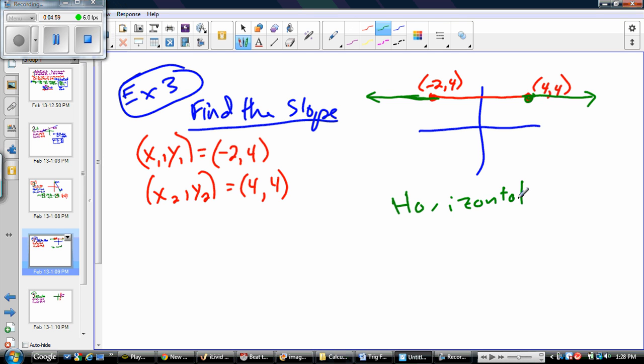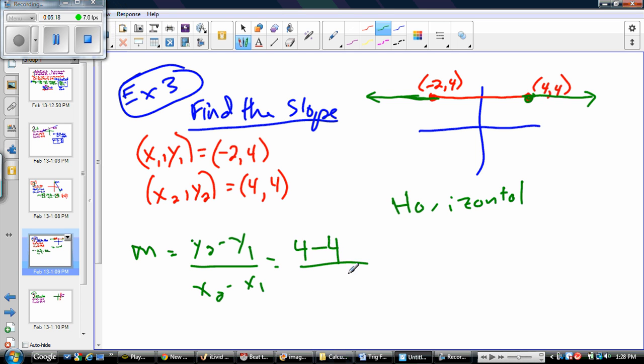I'll talk a little bit more about horizontal lines in a little bit. Slope equals change in y over change in x: y2 minus y1 all over x2 minus x1. So my y2 is 4, minus y1 is also 4. Uh-oh, 4 minus 4, that's going to give me 0.